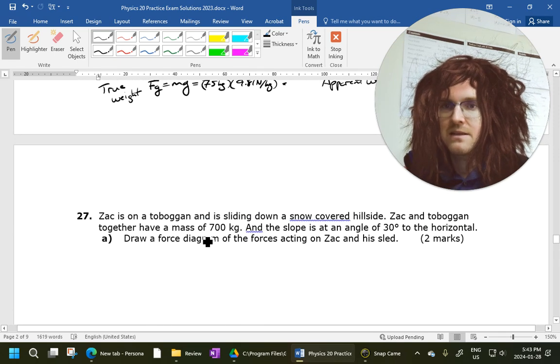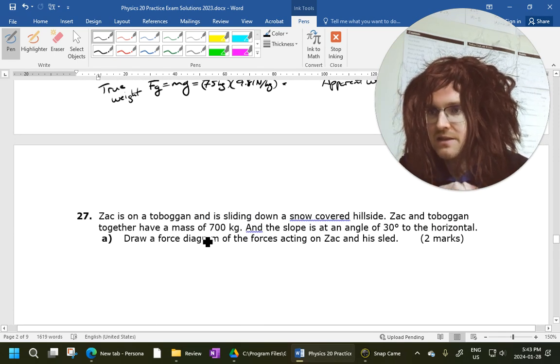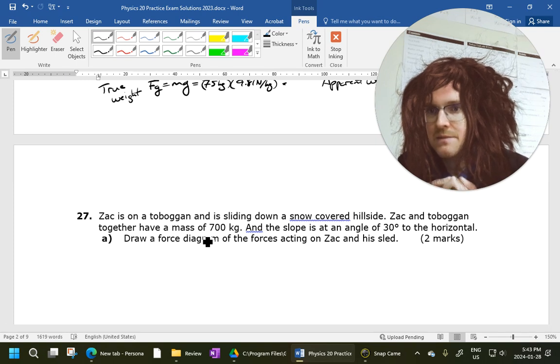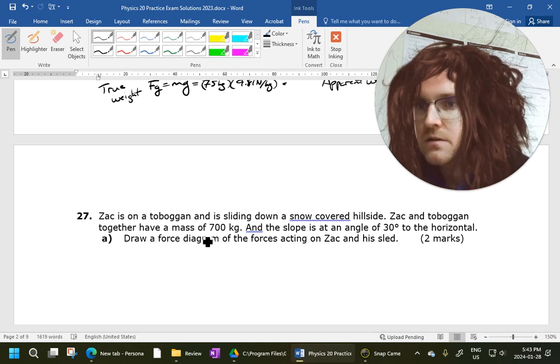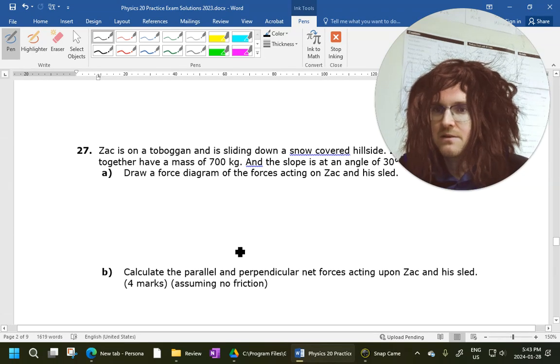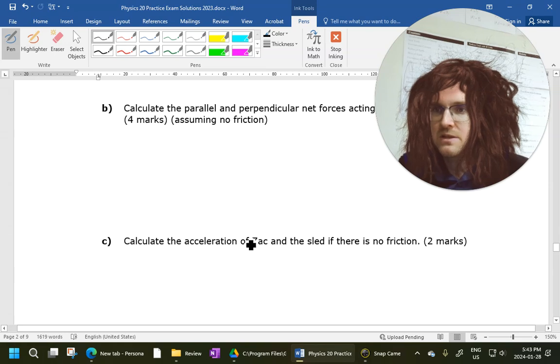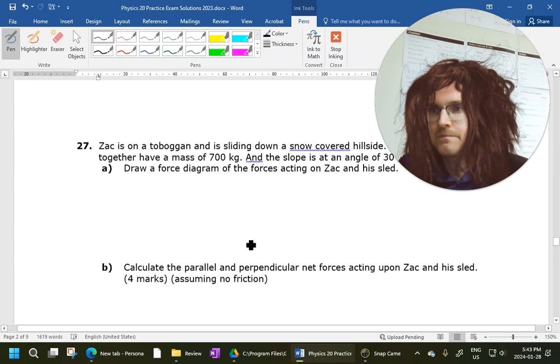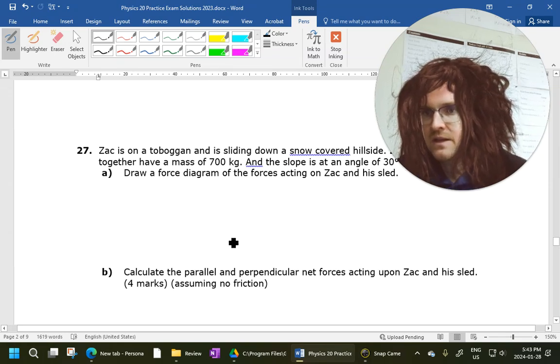Okay, Zach is on a toboggan here. He's sliding down a snow-covered hill. It has a mass given and a slope of 30 degrees. Draw a free body diagram. Calculate the perpendicular and parallel components. Assuming no friction, what's the acceleration? Okay, so let's see what we have.